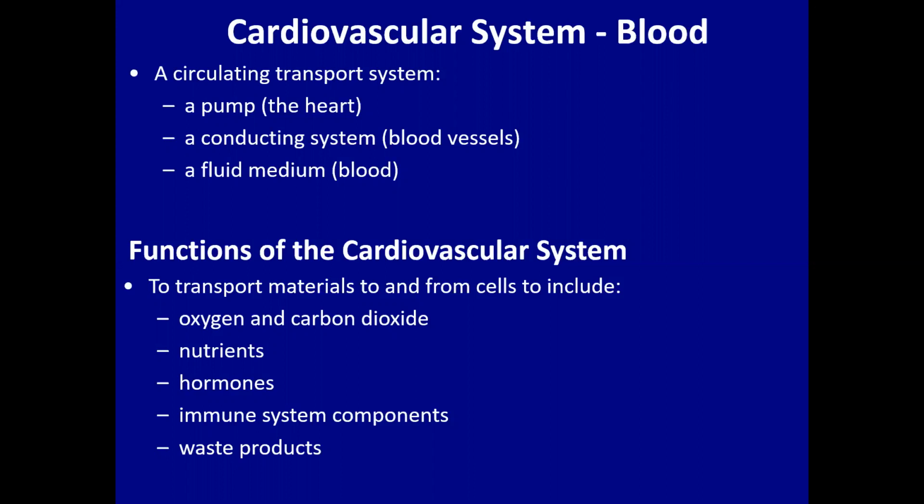Regardless of what we're looking at, it's a circulating transport system that uses a pump, it uses tubing, and there is a fluid, right? So the pump is your heart, the tubing is the conducting system, which is your blood vessels, and the fluid is your blood. The job of the cardiovascular system is transporting to and from cells, whether it's oxygen and carbon dioxide, nutrients, hormones, immune system components, or waste products. And these are the things that we've talked about over and over again.